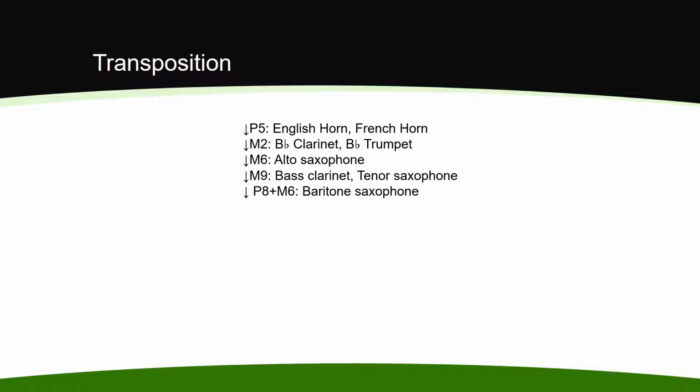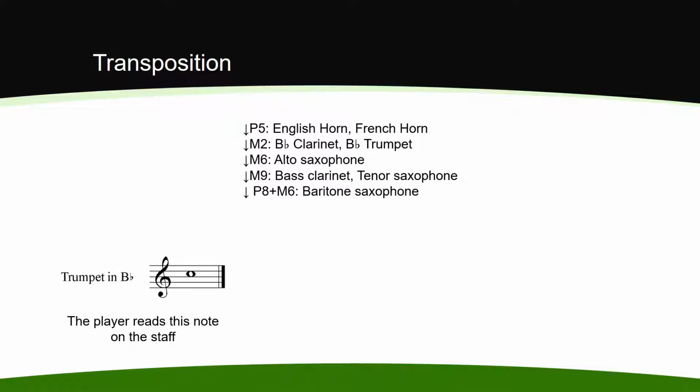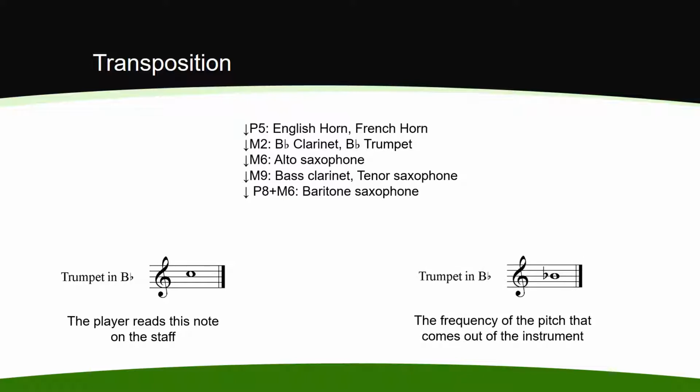As an example, let's look at a B-flat trumpet. A trumpet player will read this note on their music. Here it is a written C5. When the trumpet player fingers a C and plays, the pitch that comes out of the trumpet is actually the frequency of a B-flat 4.